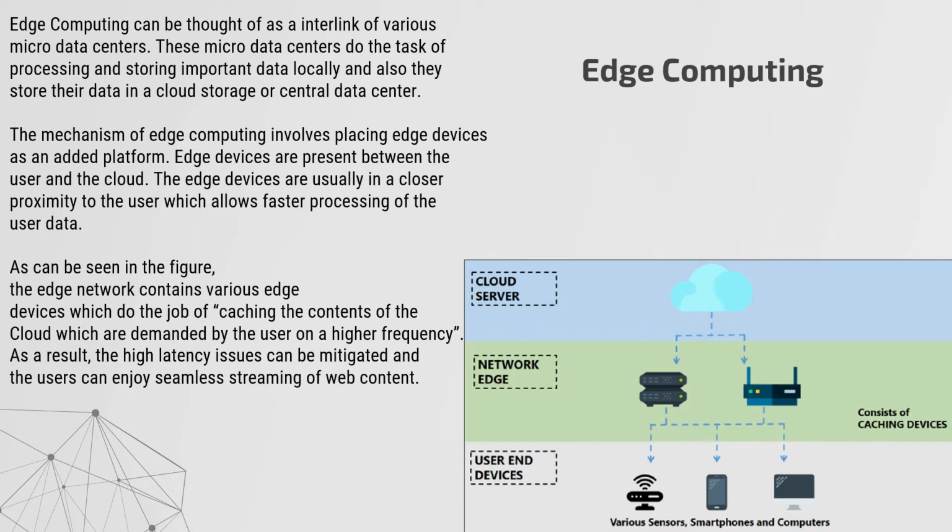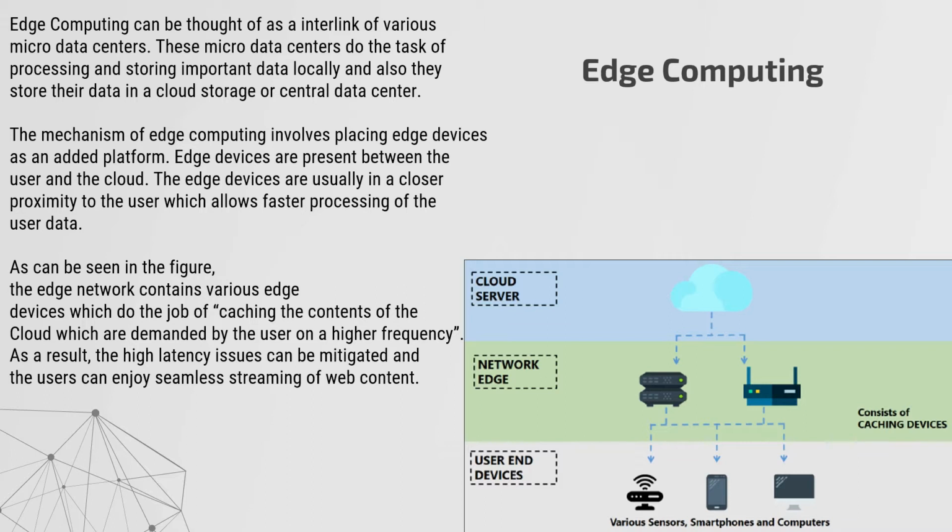For this reason, we need to be very careful about our use of the edge devices, because we cannot perform every action on the edge device, and the edge device has to perform only the activities that are of crucial importance and which will eventually help the user to have a seamless experience when browsing content. As we can see from the figure, the user end devices are connected to the network edge, and the network edge is in turn connected to the cloud server. Usually all the data is present in the cloud server, and out of all this data, only some selective data is copied in the edge network or available in the edge network.